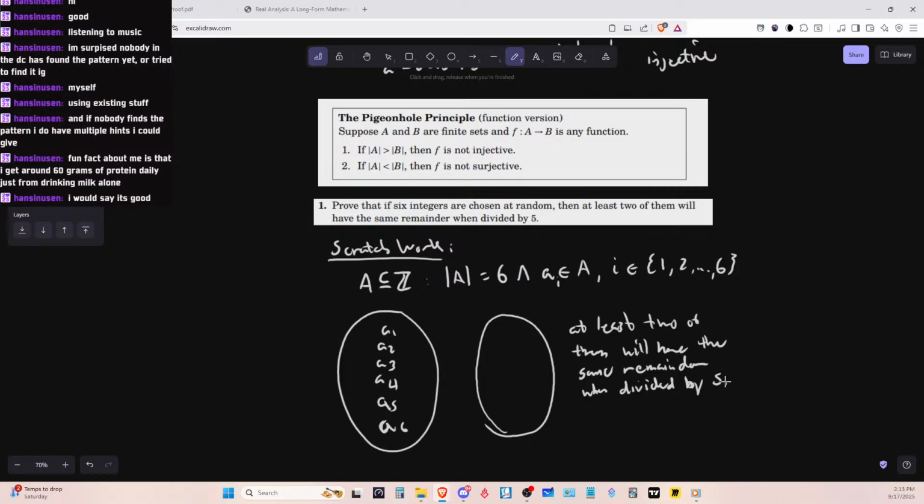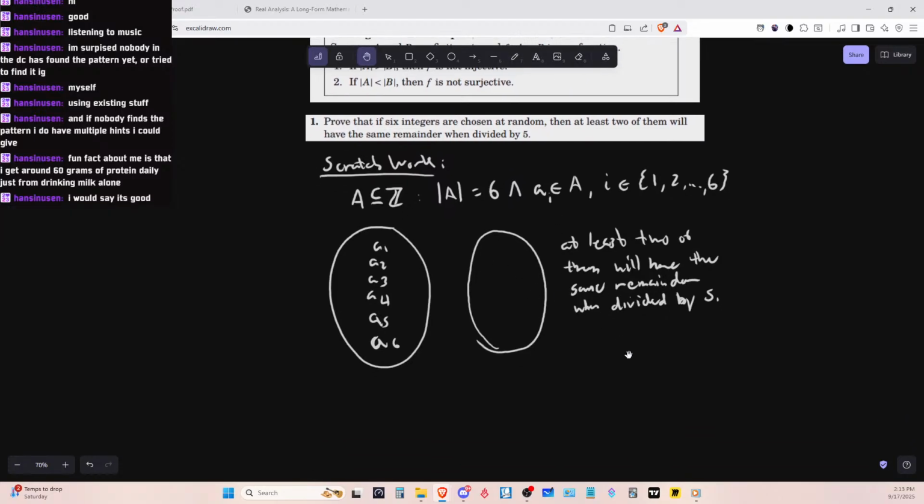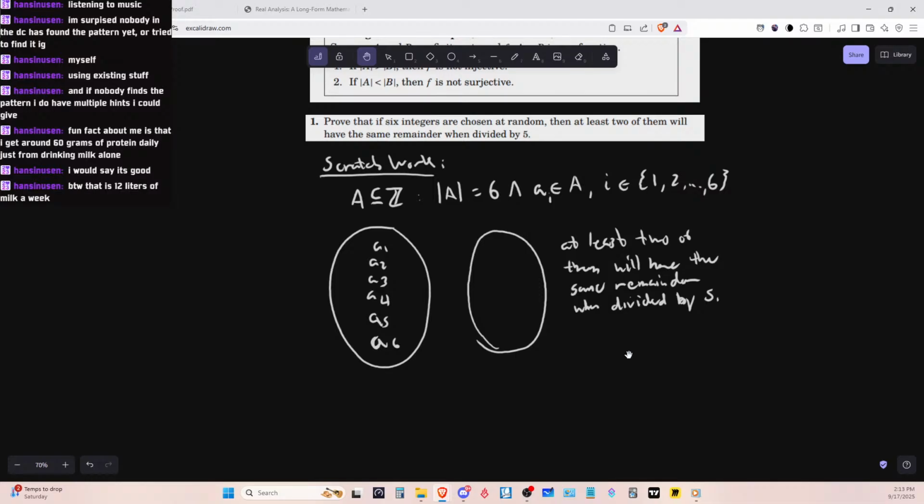Alright, so the question is that it's supposed to be 2, so it's in at least 2 of them. So just B1 and B2.